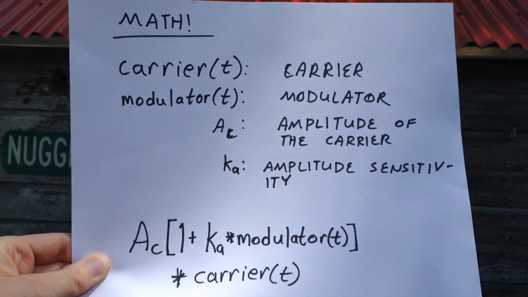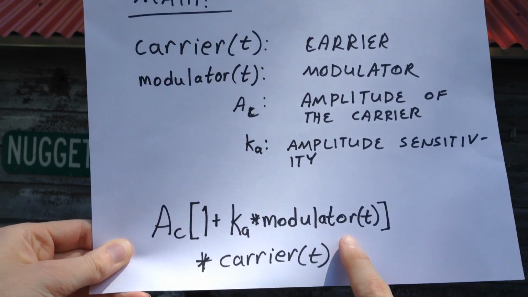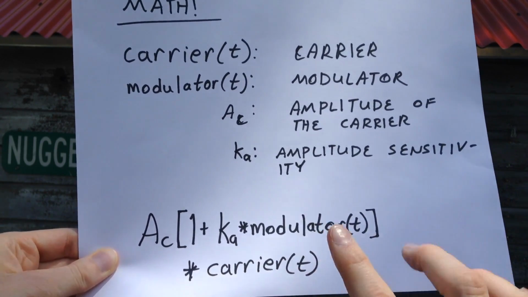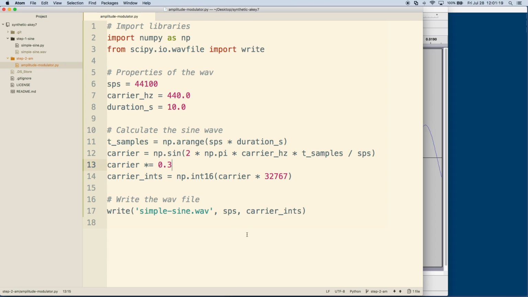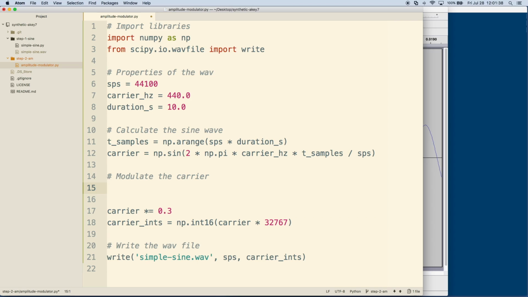So just a reminder about where we're going before we do it. We're going to implement this equation right here inside of code, and we'll see how it works out. We're going to start with the file that we just made, but instead of simply making the sine wave, we're going to modulate it. All right, so modulate the carrier.